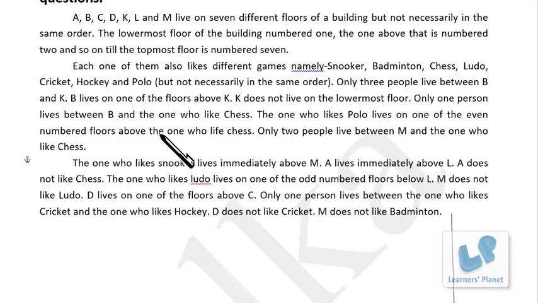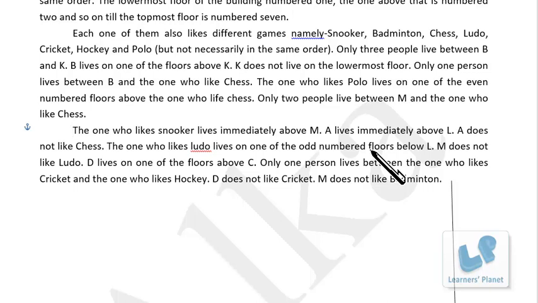A, B, C, D, K, L, M live on 7 different floors of a building, but not necessarily in the same order. The lowermost floor of the building is number 1, then 2, 3, 4, 5, 6, 7. Now that's a combination of 3 parameters: name, game, and on which floor the person lives. So precisely it is a vertical arrangement. So I just make a vertical line.